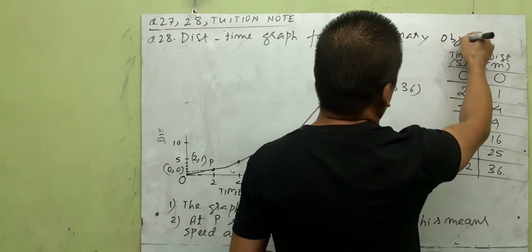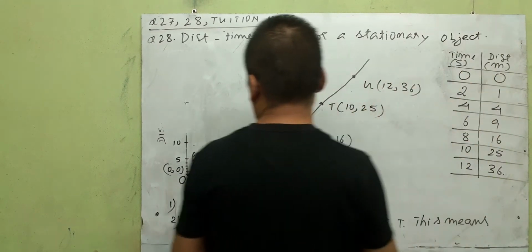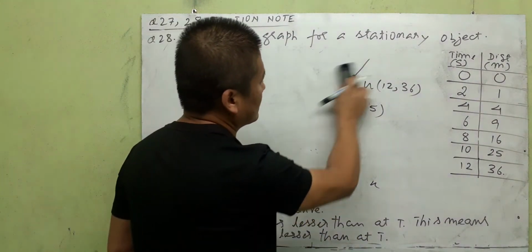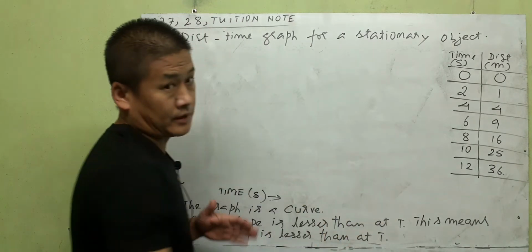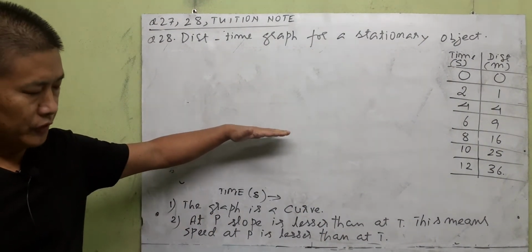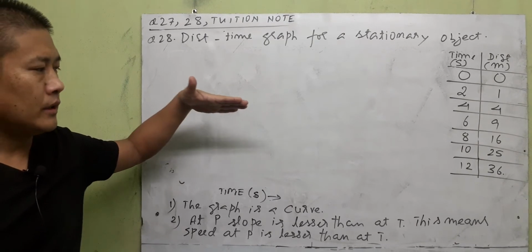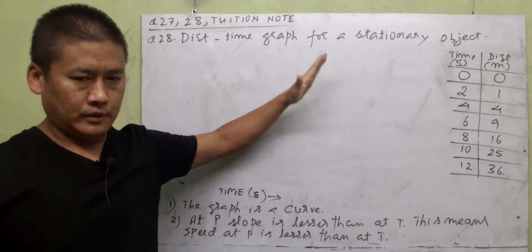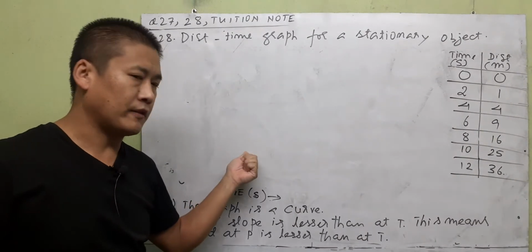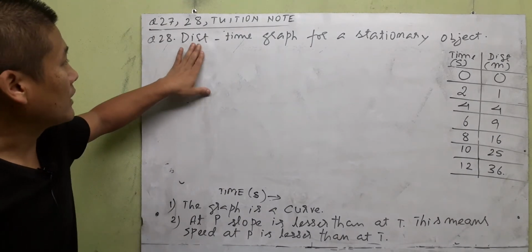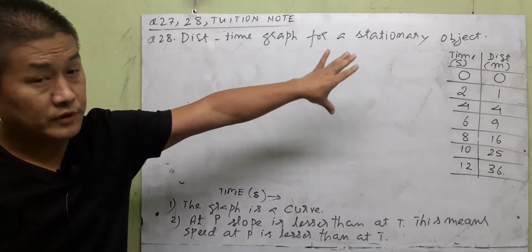Stationary object. So the previous two, yesterday one and today this one: our distance time graph for uniform speed is a straight line inclined towards the x-axis. Distance time graph for non-uniform speed, just now we saw, is a curve, and in the portion of the curve where there is more slope, the speed is higher, and in the portion of the curve where there is less slope, the object is moving with lower speed. Today last one, distance time graph for when the object is not moving.